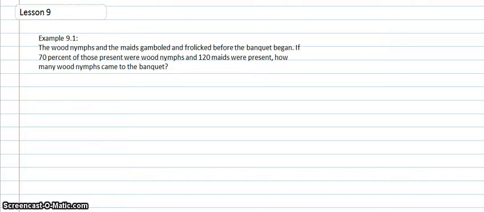Alright, what I suggest doing is maybe setting up a chart, and then we'll solve this by using ratios. There are other ways to work the problem, but that's the way I'm going to draw up for you. So we have the wood nymphs and the maids and a total. Sorry, not very straight lines here, guys. Okay, now this first one is going to be the percent.